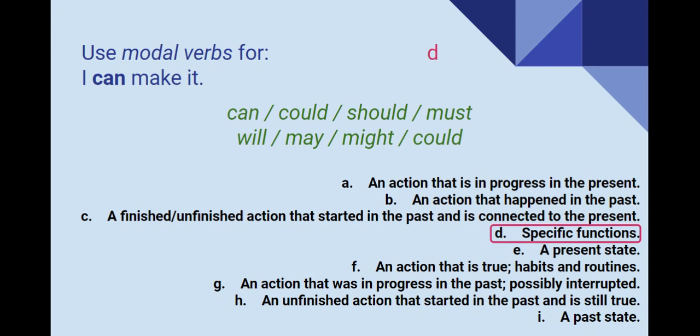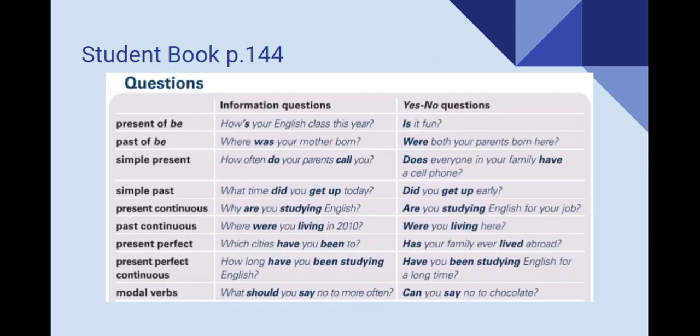Okay, excellent. Now go to your student book page 144, please. Here, you're going to see information questions and yes/no questions with the different tenses that we just reviewed. Present of be, past of be, simple present, etc. Please pause your video and think about how these questions are different from each other.